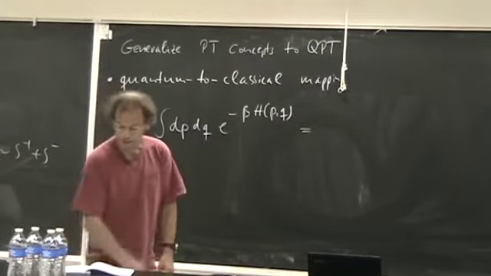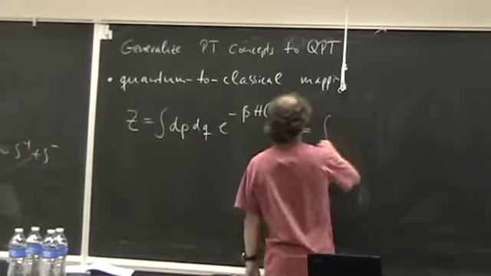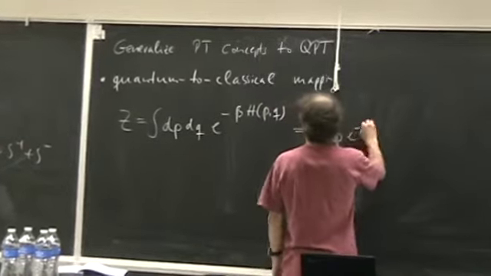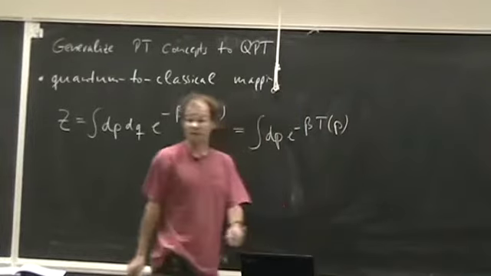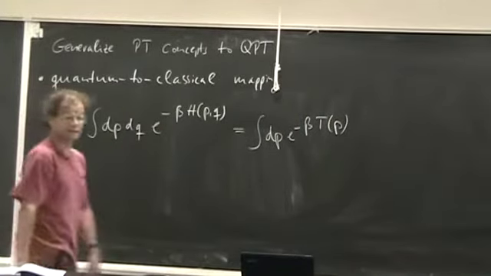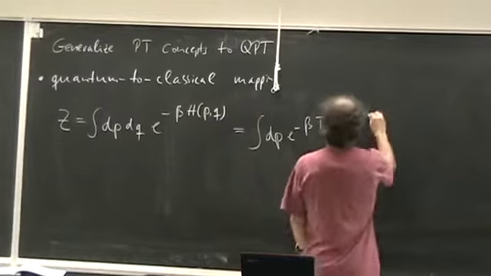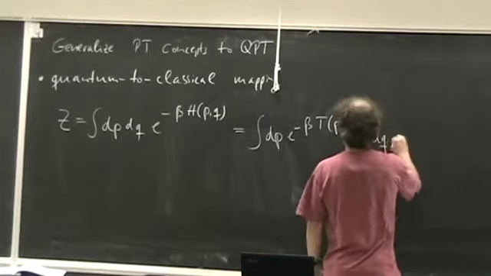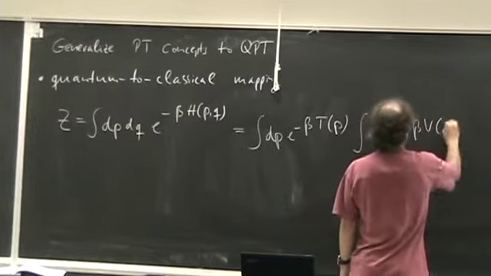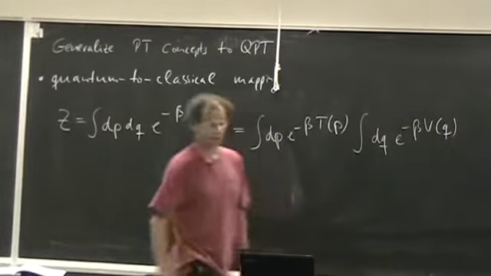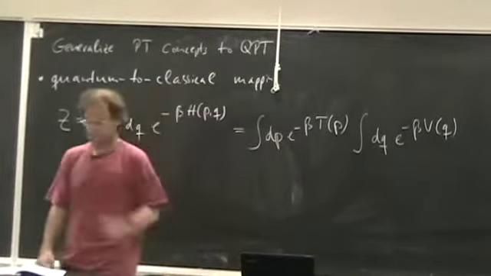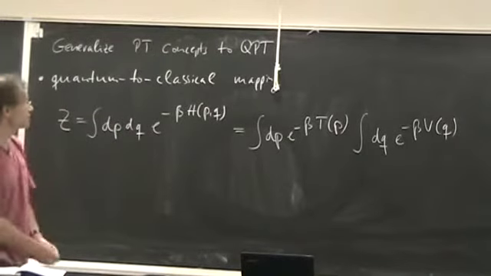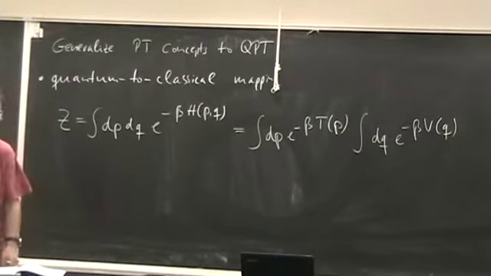So if that happens, then this of course becomes the integral dp e to the minus beta kinetic energy, a kinetic piece, times the integral dq e to the minus beta potential energy. Right? And of course, this is all symbolic notation. This is all high dimensional in general. Okay, so what does it buy us? Well, there's one more step.